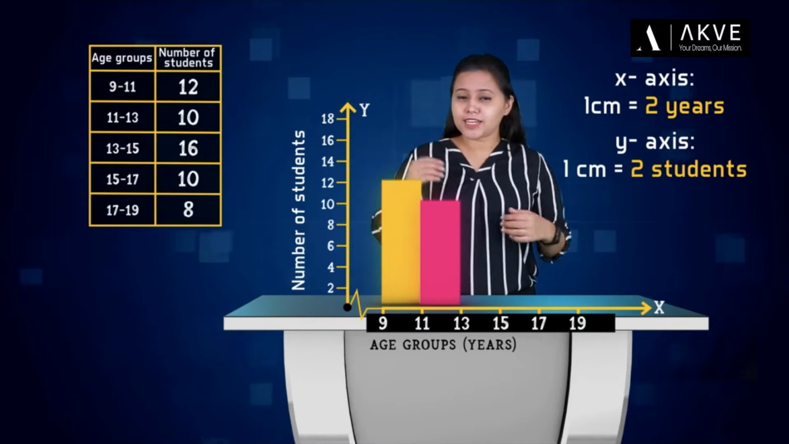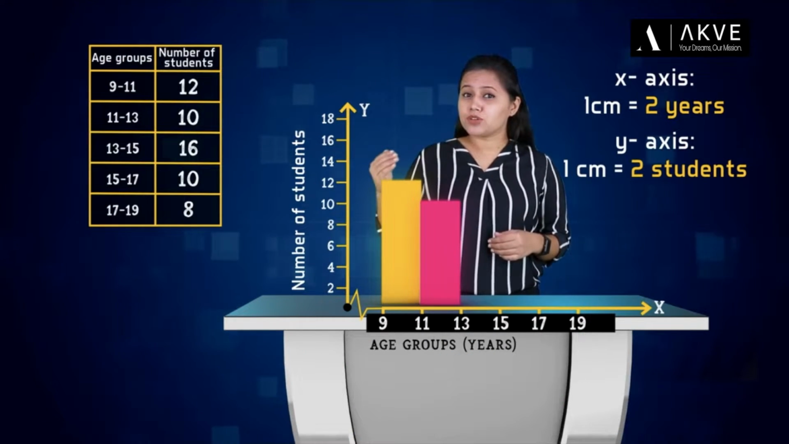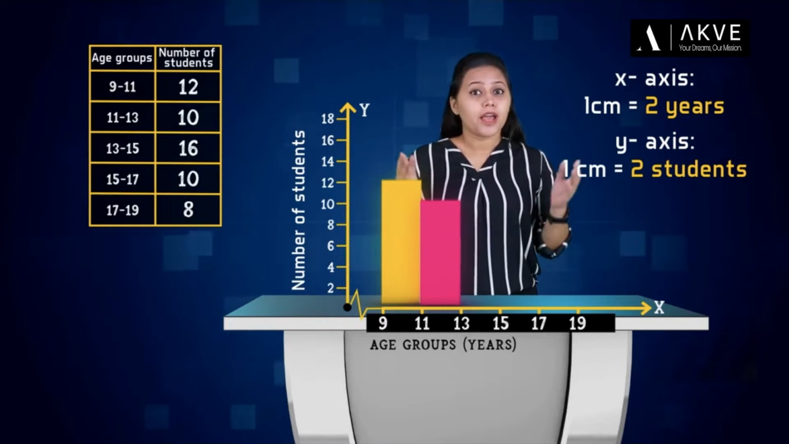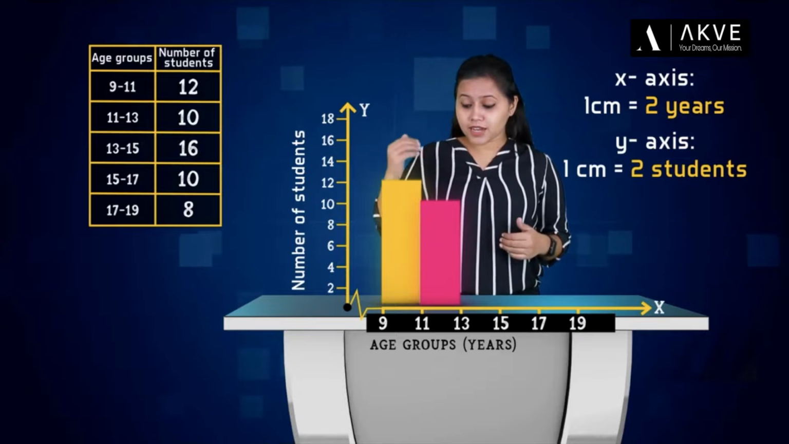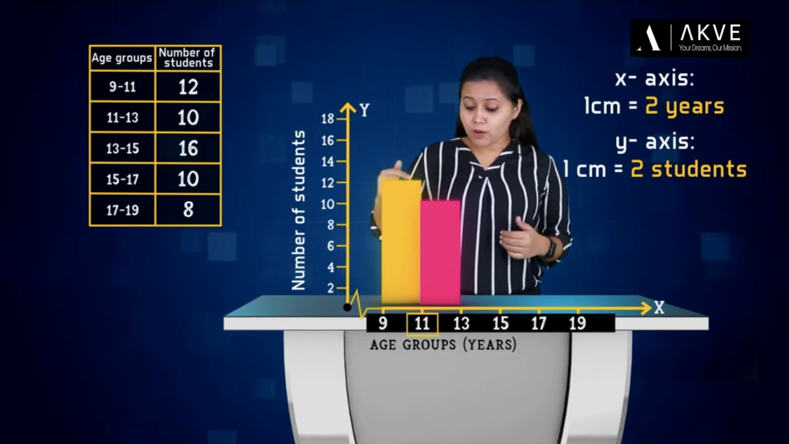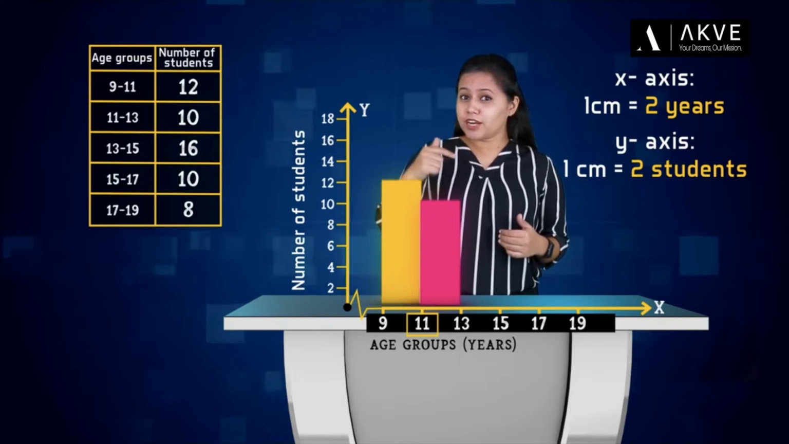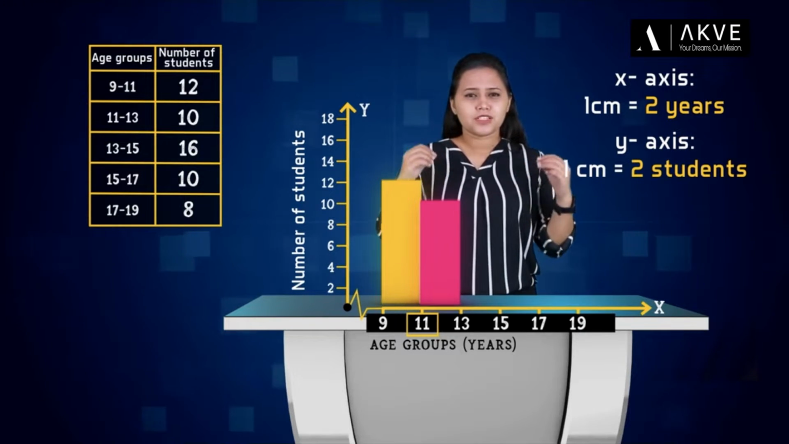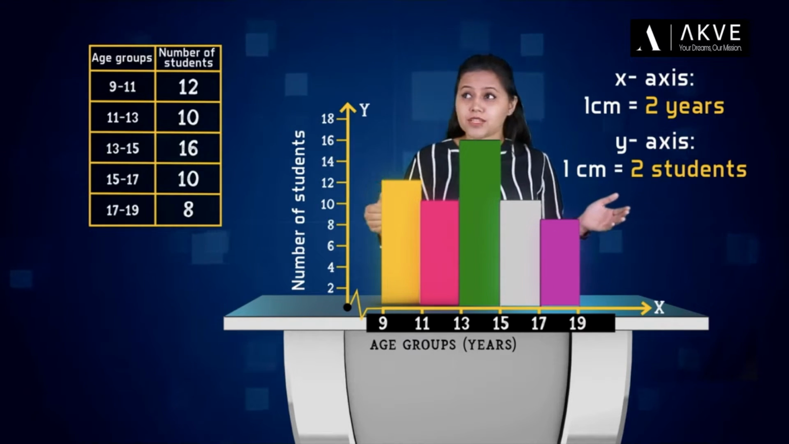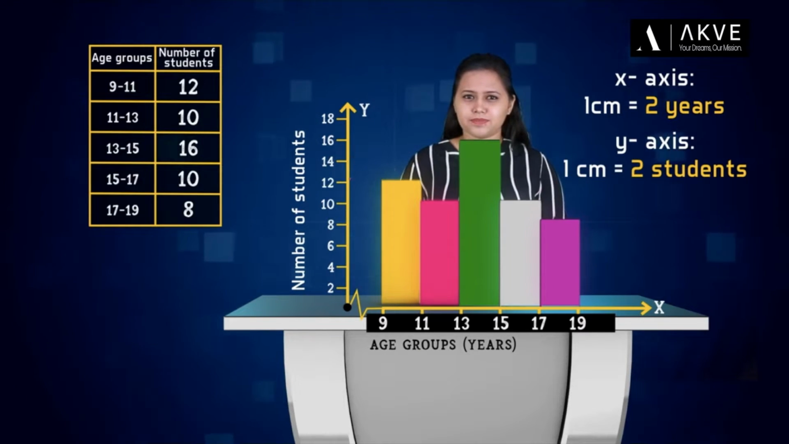Now here comes the key difference. The bars in histogram are continuous. There is no gap between them. And why? Because here the intervals are continuous. That is, because of this common point here which appears in both the classes. So, continuing the same way, we get the histogram which represents this data graphically.